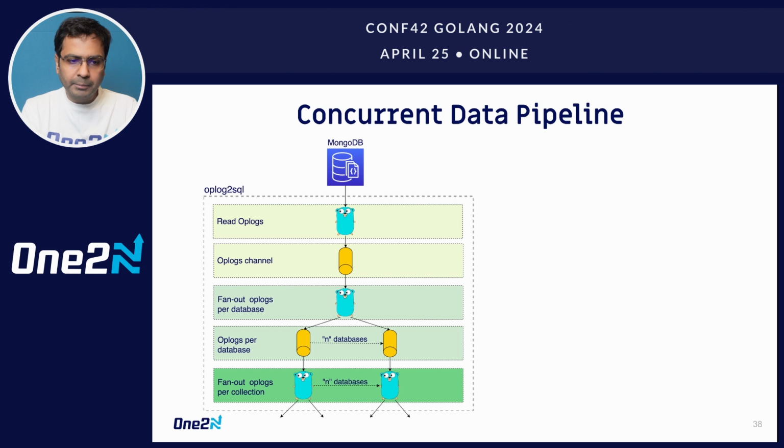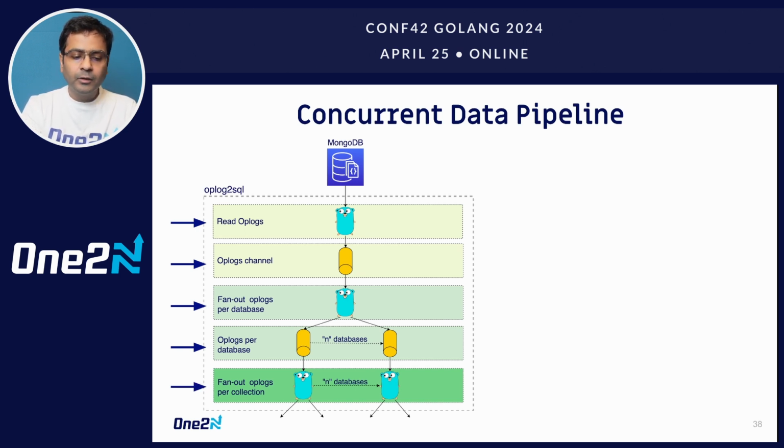We have a concurrent data pipeline. We've got MongoDB. The diagram was so huge to fit horizontally that I had to fit it vertically, right? So we have MongoDB on top. Then we have this oplog to SQL program where we read the oplogs in a single go routine. We push them into a channel. On the receiving end, we have an orchestrator go routine, which is going to fan out per database. So it's going to create n channels. Every time it encounters a new database, it's going to create a new channel and it's going to push all the oplogs for that database in that channel.